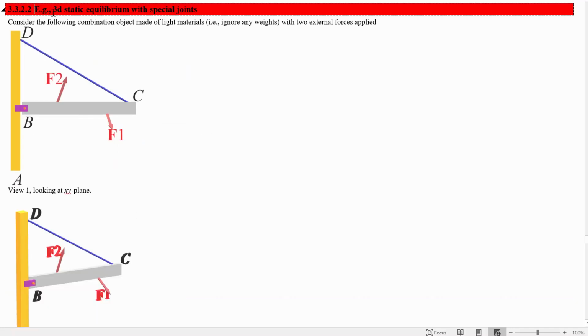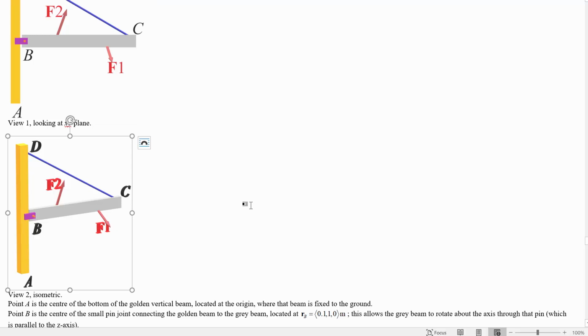Okay, let's do a 3D static equilibrium example with some of these special joints. So we've got a cable connection here, and we've got a pin connection from this gray beam BC to this golden beam ABD. Okay, and 2 forces applied. We've got 2 different views, so like an XY plane view and a bit of an isometric view.